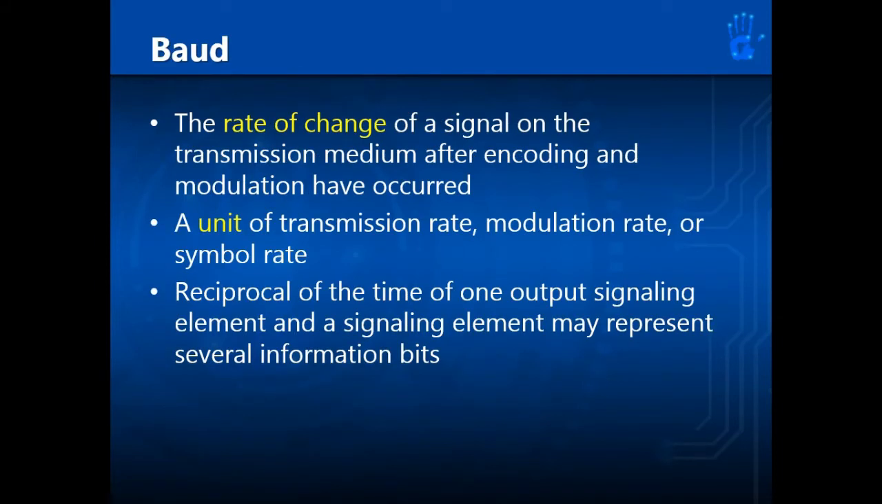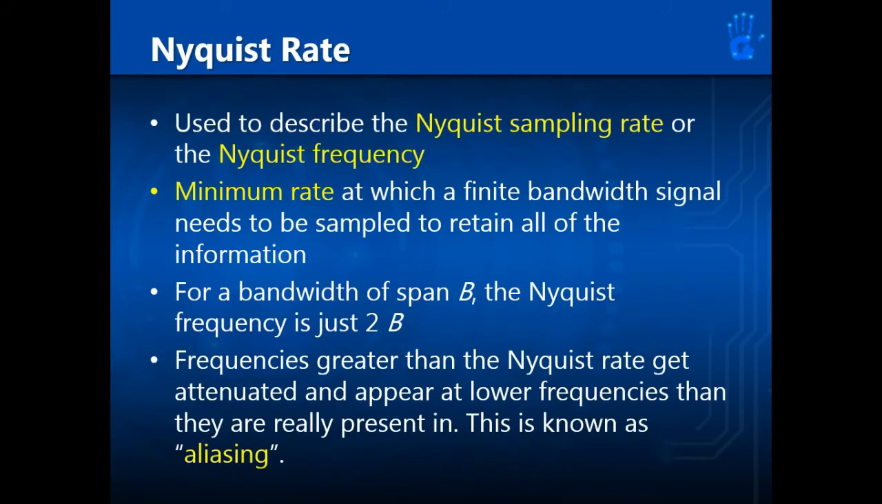Baud. This is the rate of change of a signal on the transmission medium after encoding and modulation have occurred. This is a unit of transmission rate, modulation rate, or symbol rate. Baud is expressed as the reciprocal of the time of one output signaling element, and a signaling element may represent several information bits.